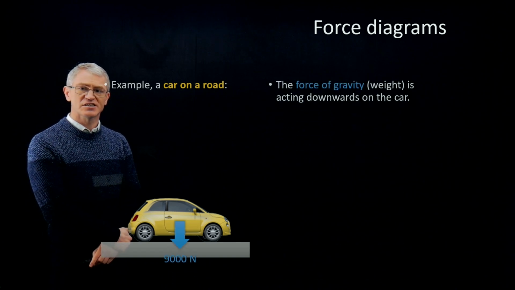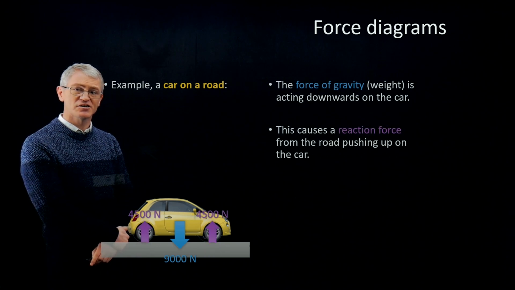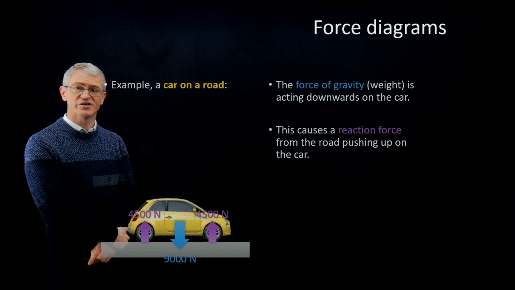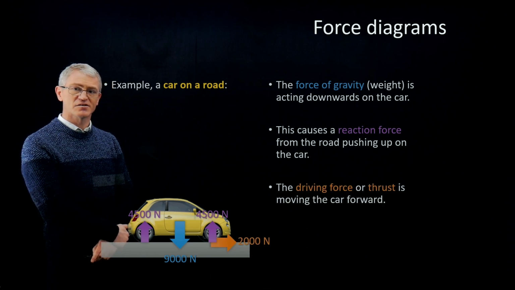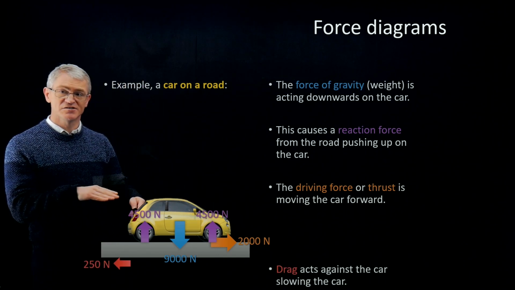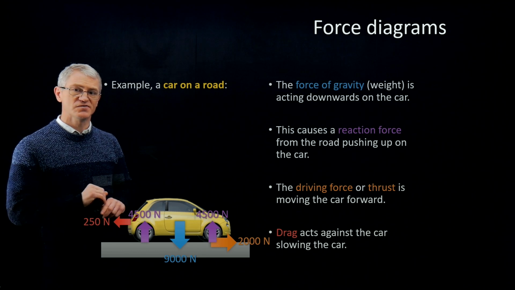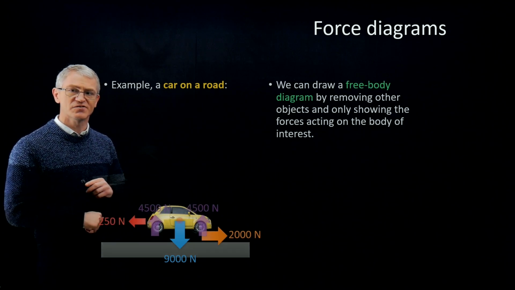You see a car on a road. This time gravity is pulling it down at 9,000 N, but the reaction force on the wheels is 4,500 N each. The driving force is 2,000 N, but again we've got some air resistance going on, which is 250 N. This is air resistance, also called drag.